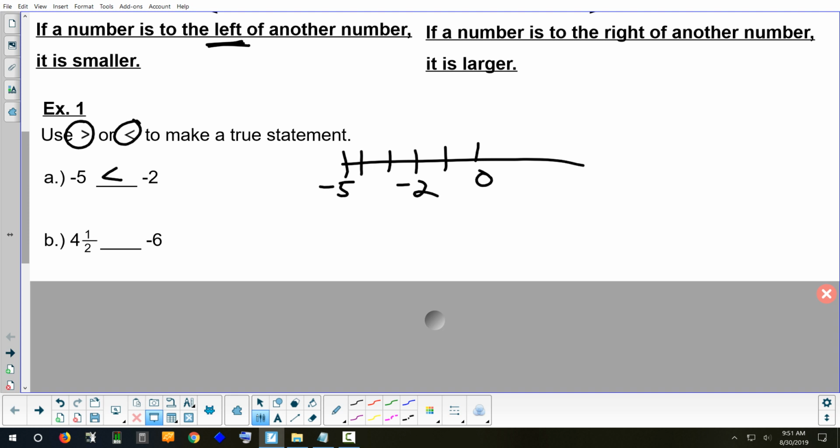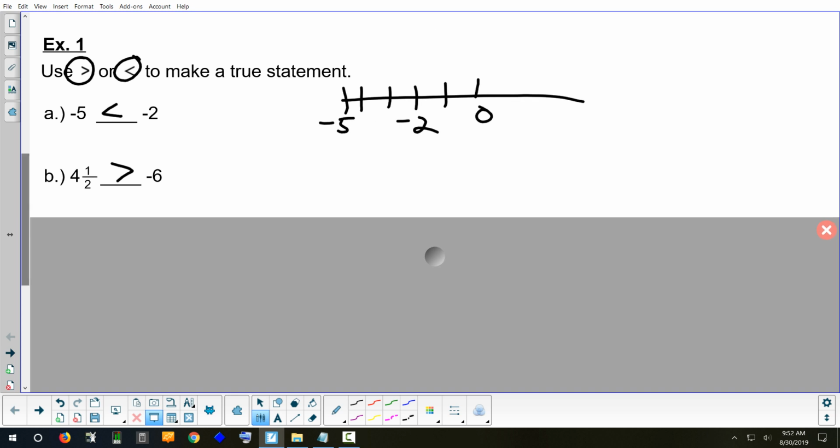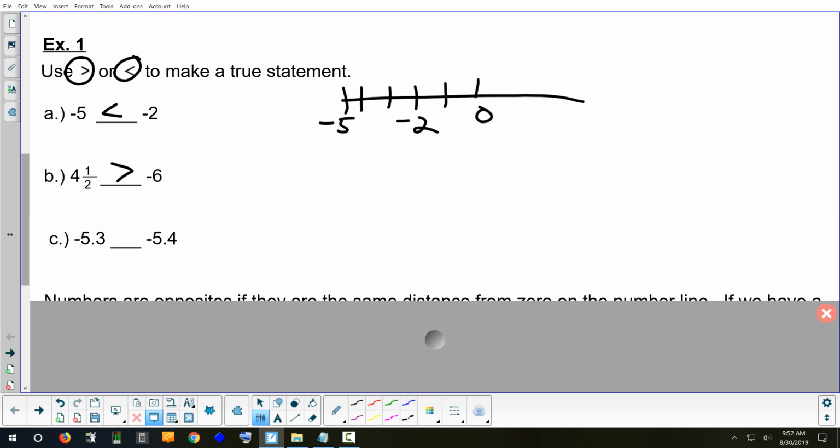4.5 compared to -6. Is 4.5 greater than -6 or less than -6? Adriana? Yes, greater than. Okay. In fact, anytime you compare a positive number to a negative number, the positive number is always what? It's always greater. A positive number is always greater than a negative number.